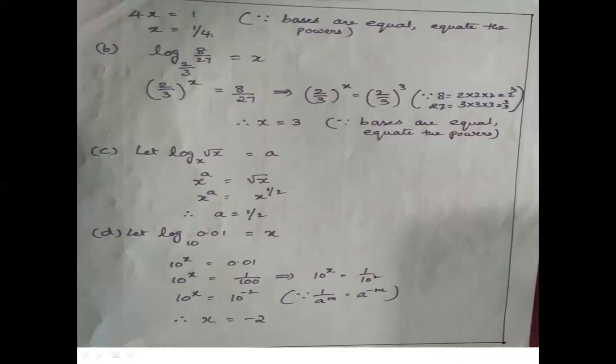The fourth one, let log 0.01 to the base 10 is equal to x. Convert into exponential form, 10 power x is equal to 0.01. You can write 0.01 as 1 by 100. So 10 power x is equal to 10 power minus 2, because we can write 1 by 100 as 10 to the power of minus 2, by using the law of exponent, 1 by a power m is equal to a to the power of minus m. Again, the bases are equal, so equate the powers, therefore x is equal to minus 2.